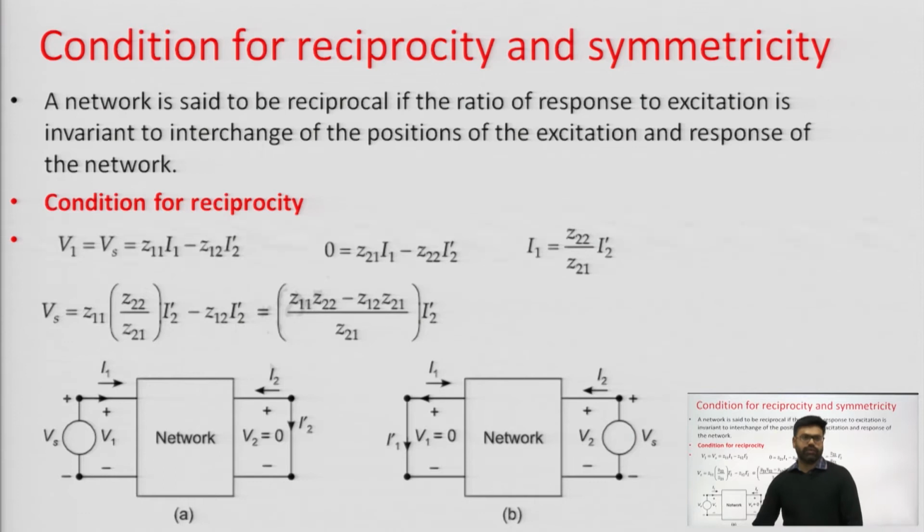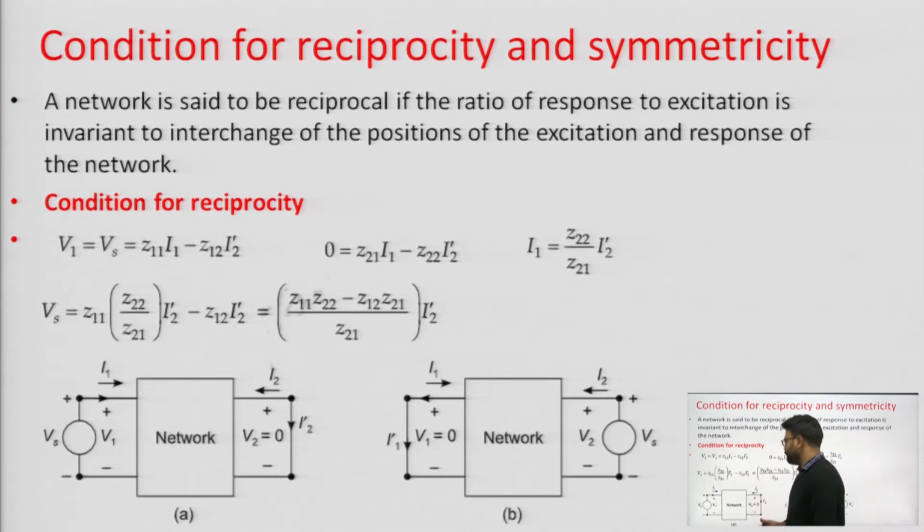Now, the condition for reciprocity and symmetricity. We have seen what a reciprocal network is. A network is said to be reciprocal if the ratio of response to excitation remains the same if we interchange their positions. अगर मैं response और excitation का ratio देखूं तो वो same रहेगा अगर मैं response और excitation की positions को interchange कर दूं, then it is going to be reciprocal.